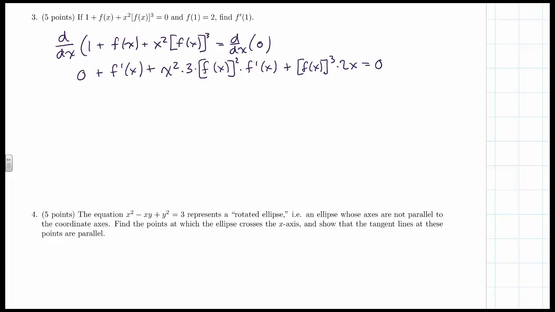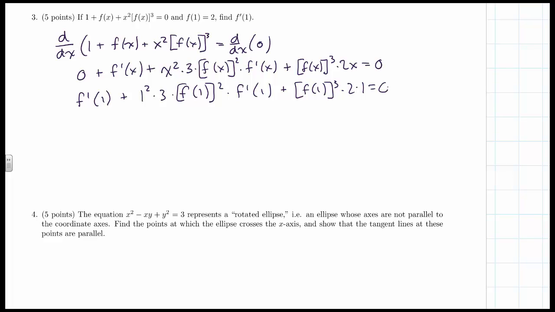So what is f prime of 1? Well, f prime of 1 would be taking all the occurrences of x's and replacing them with 1. So f prime of 1 plus 1 squared times 3 times f of 1 quantity squared times f prime of 1 plus f of 1 cubed times 2 times 1 is equal to 0.